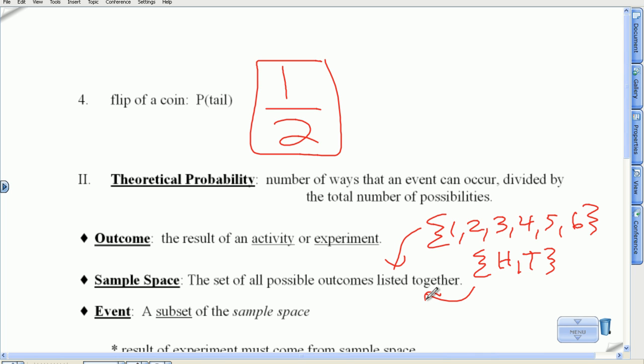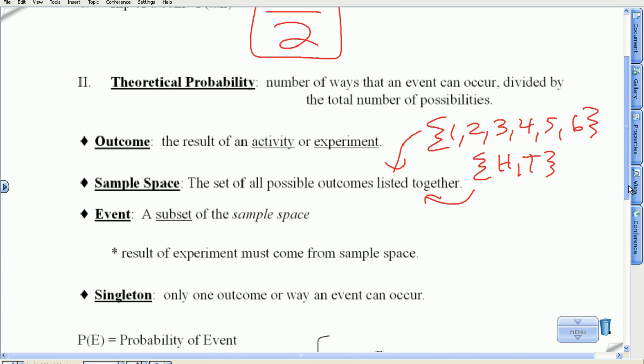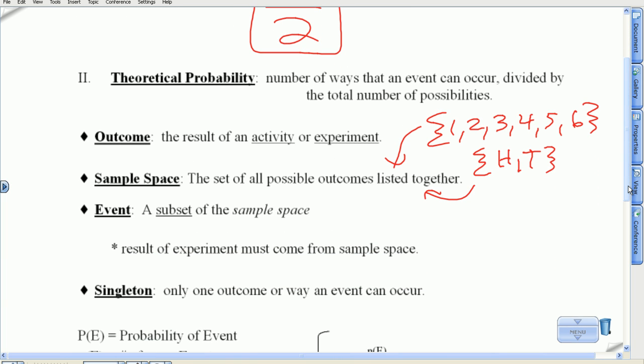Alright, an event is a subset of a sample space. So for example, the 7 of diamonds would be the subset of all the cards. Your result for the probabilities that you're going to be setting up has to come from the sample space.